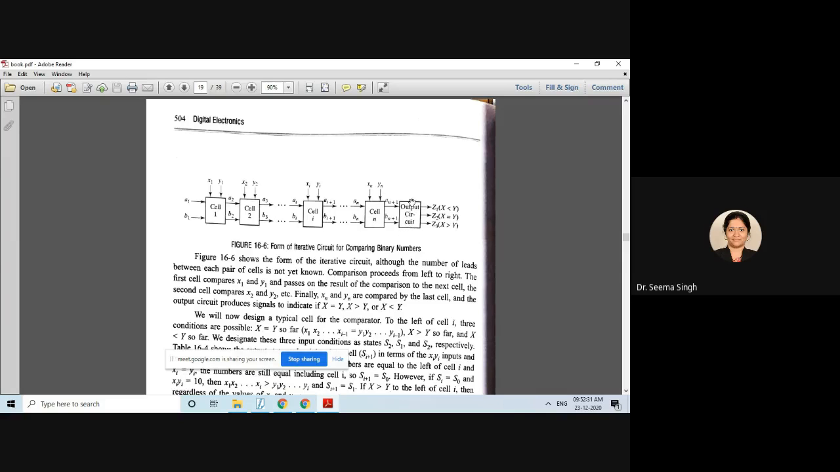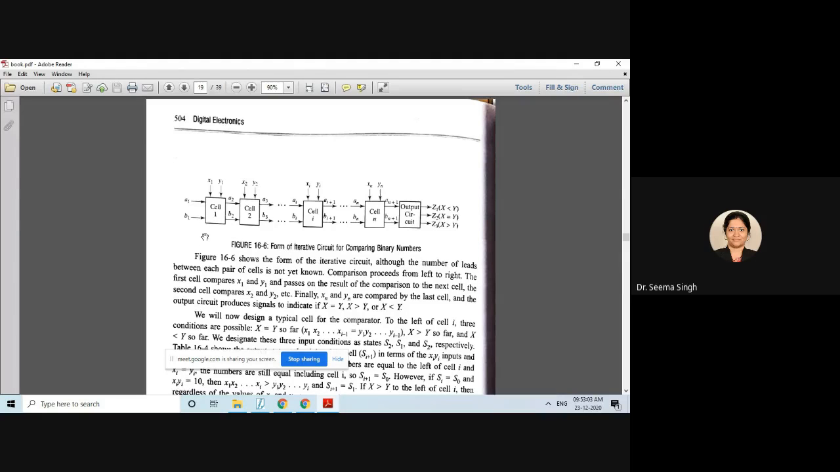that if x is greater than y, z3 will be made high. If x is less than y, z1 will be made high, and z2 will be made high if neither of this is 1. So this is the general block diagram of an iterative circuit. But do you think that I will be using so many 1-bit cells? We do not do this. Now in this example, we are planning to check that only.